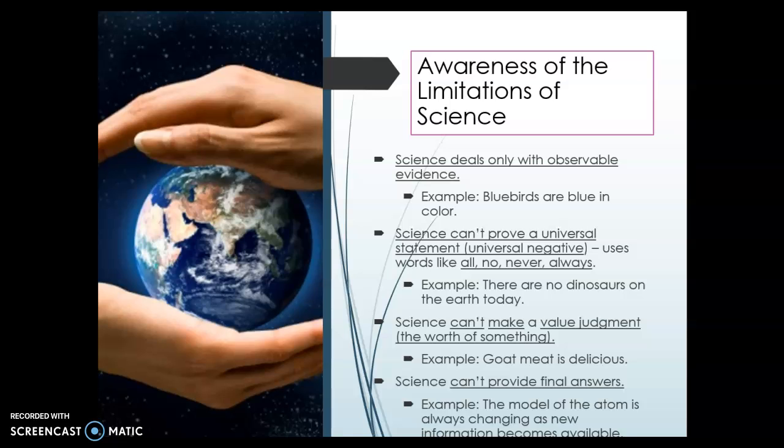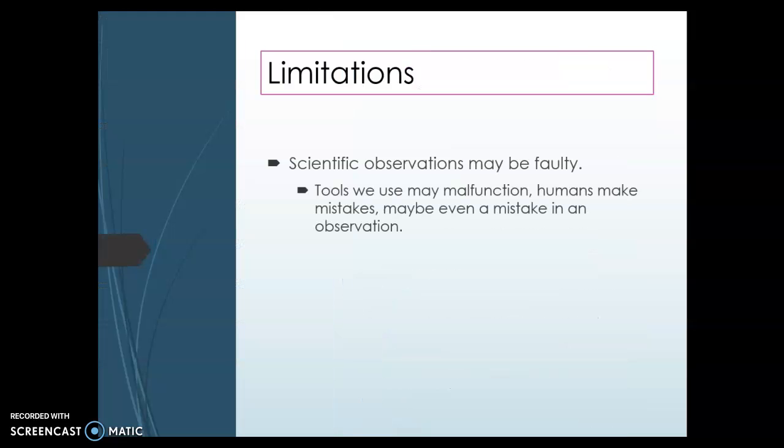Another thing that science can't do is provide final answers. Like, the model of the atom is always changing as new information becomes available. We talked about that previously when we talked about the model of the solar system, how people used to think that the Earth was the center, and now they think the sun is the center. This model has changed, so science can't provide those final answers.